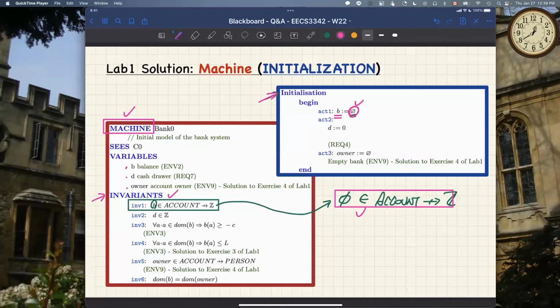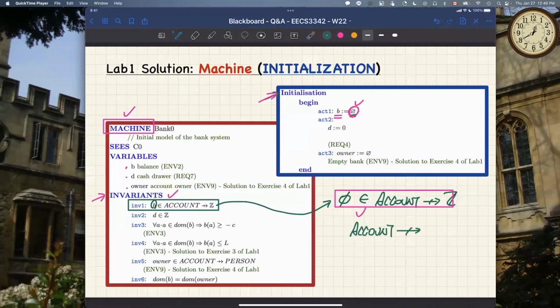Wait, sorry. I think I'm confused maybe about invariant 1 itself. Is invariant 1 stating that B is a partial function, or is it saying that B is a member of this partial function? Oh, okay. That's something you also may want to go back to the week 2 lecture. I think I need to review, yeah. That's okay. I can tell you that. Just give you some quick clarification. But I'm glad you asked.